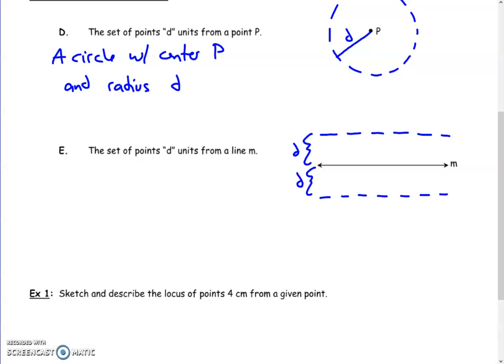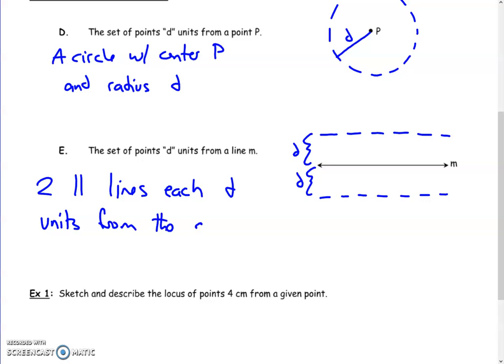How do we describe this? Two parallel lines, each D units from the given line. So everything we do in this unit will involve the 5 theorems, the 2 we just talked about here, and then the 3 from the previous lesson. Okay, let's look at some examples.